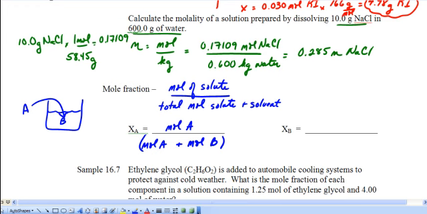Conversely, if you wanted to know the mole fraction of B, you would take the moles of B, that would be your part, divided by the total, which is still moles of A plus moles of B. That would be the fraction that belongs to B. And of course, those two fractions must add up to 1.